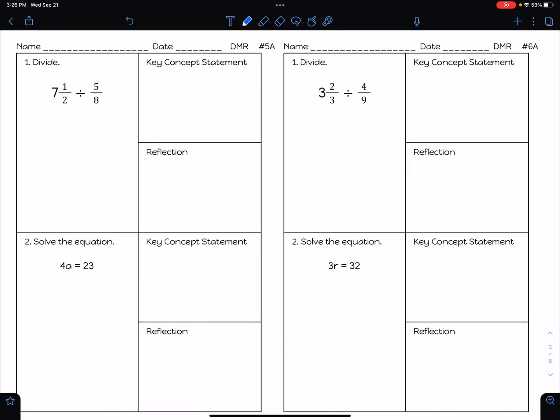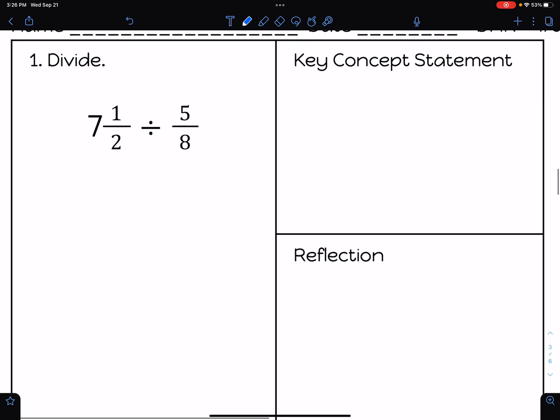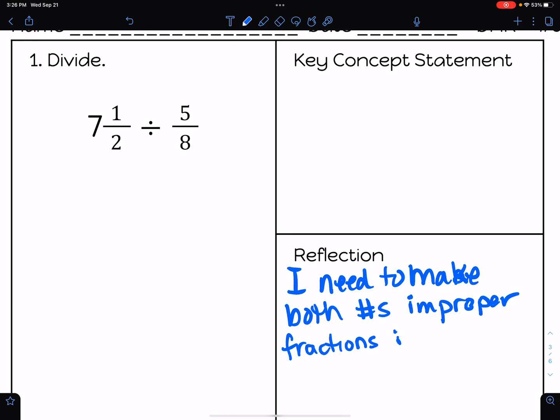Okay, this is DMR A number 5. This week we will be working on dividing fractions, keeping in mind that we cannot divide fractions unless they are improper fractions. So I'm going to do the reflection first. I need to make both numbers improper fractions, if needed.